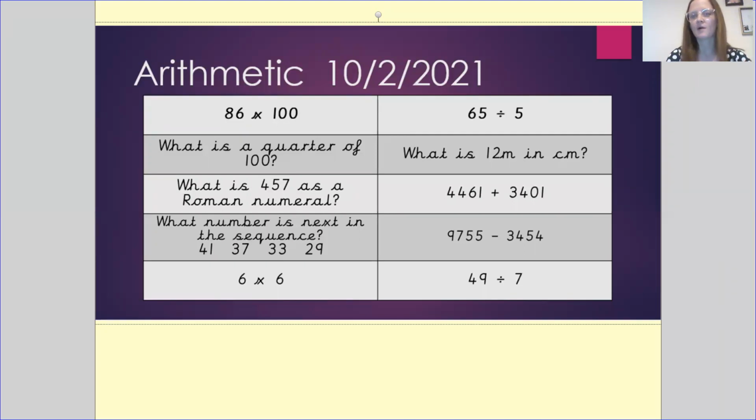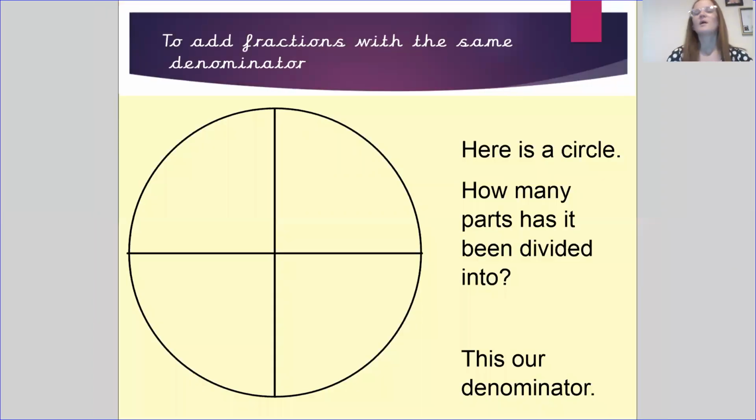Right, let's move on to our lesson. Right, in front of us, we have got a circle. If we look at the circle, how many parts has it been divided into? So we've gone through this quite a bit already, but we can see that it has been divided into four equal parts. There's a part, there's a part, there's a part, there's a part. So it's been divided into four equal parts, which means that it is quarters. So the amount of equal parts that it has been divided into is our denominator. So that there is our denominator.